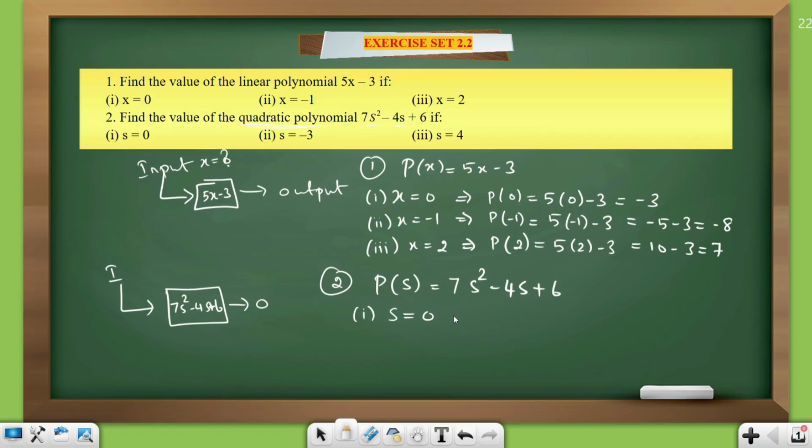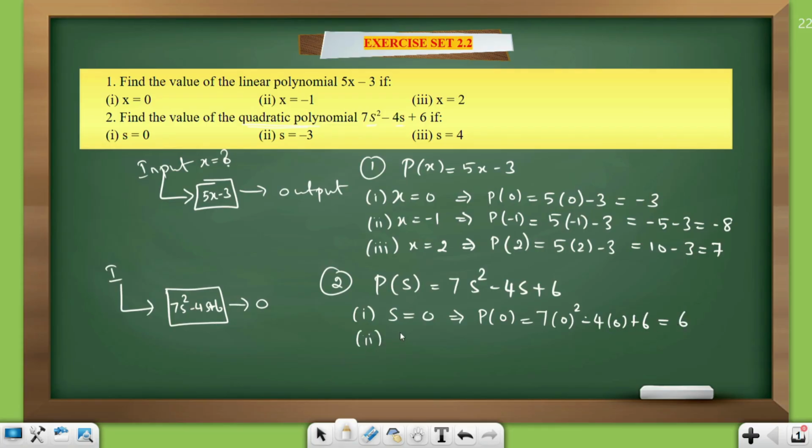First, s equals 0, for which p of 0 is equal to 7 times 0 square minus 4 times 0 plus 6. Wherever you have s, you replace it with 0. So 7 times 0 is 0, 4 times 0 is also 0, and we have only 6 at the end.